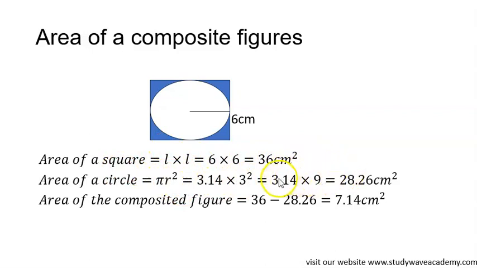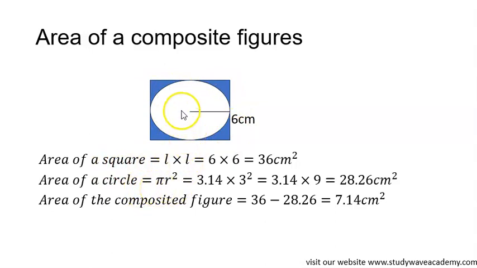So now we have gotten the area of the square and we have gotten the area of the circle. We have to look for the area of the shaded parts. We are not looking for the area of the full composite figure, just the shaded parts, okay? To look for the area of just the shaded part, this colored part, we are going to subtract the area of the circle from the area of the square, okay? To get the area of this shaded part is the area of the square minus the circle.